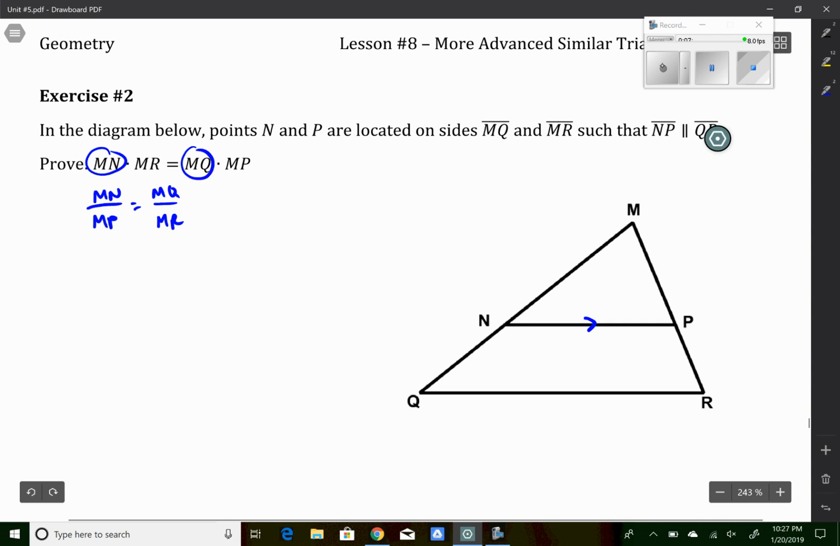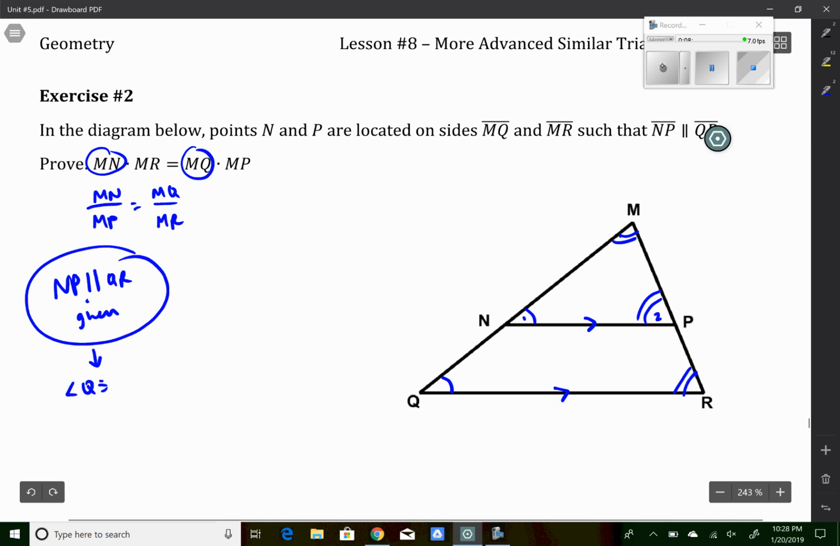Now it does tell me that NP and QR are parallel, meaning I'm going to have these corresponding angles. I also see angle M is in both again, so I have the reflexive property. I even could say angle P and angle R are the same if I wanted to. All right, so I could actually do this proof a couple different ways. So let's start by saying NP is parallel to QR. That's given, because I need that for sure. And that's going to tell me that angle Q is congruent to angle 1 because of corresponding angles.